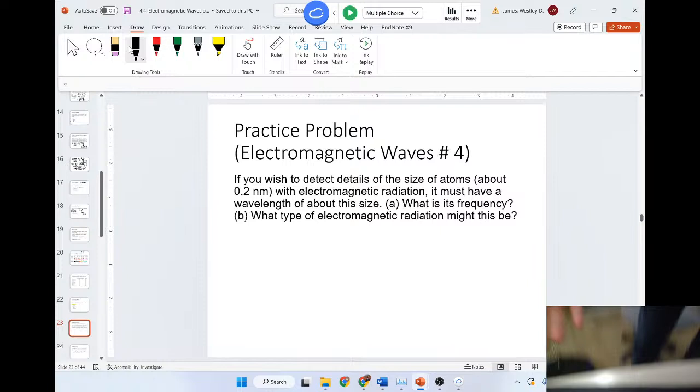So this problem is really interesting because it turns out there's a limit to what optical microscopes can view, because there are things smaller than the wavelength of light. The smallest wavelength of visible light is about 400 nanometers. If something is smaller than 400 nanometers, it cannot pick it up.